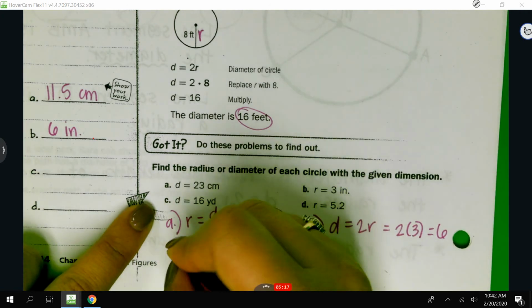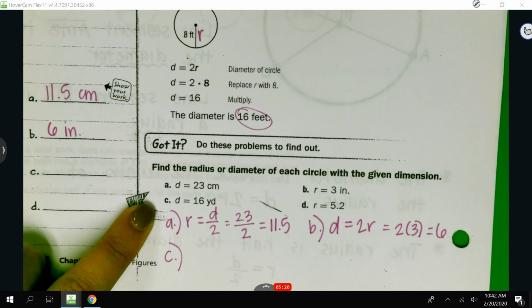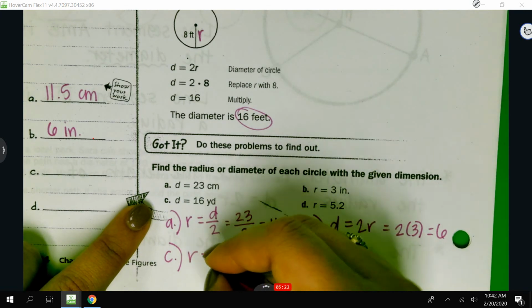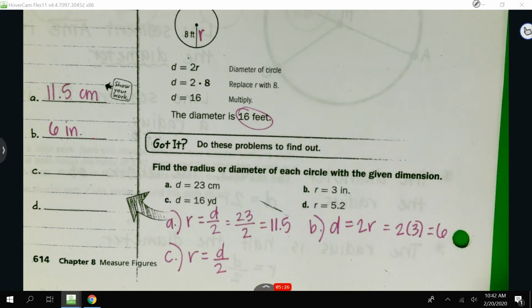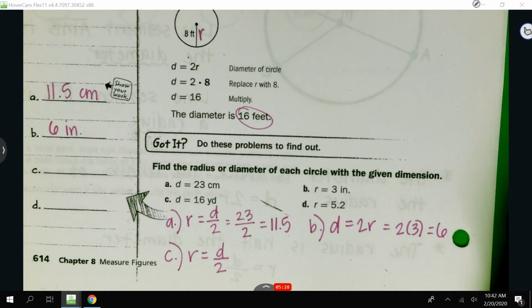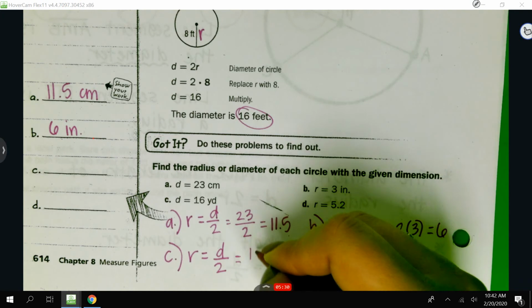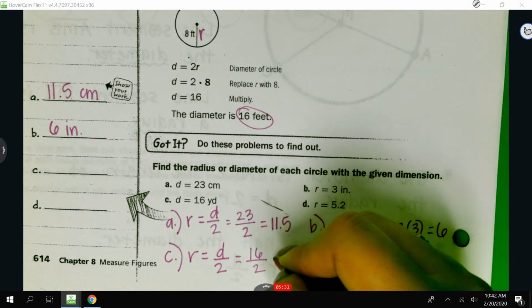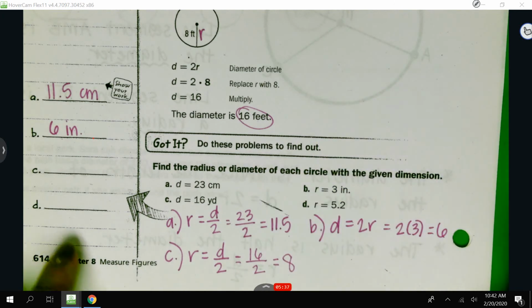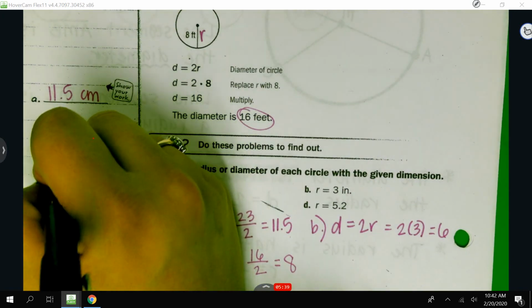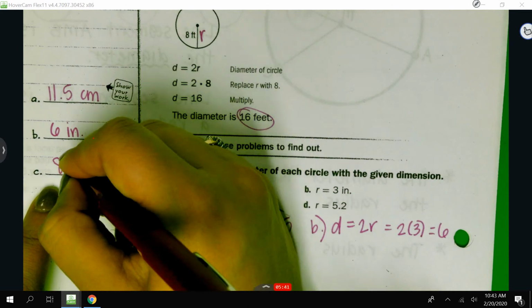Okay, in C, they gave me the diameter, so that means I'm finding the radius. So R equals D divided by 2. D was 16. So what's 16 divided by 2? 8. So your radius is 8 yards.